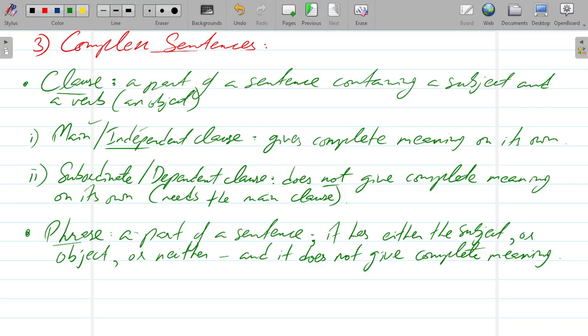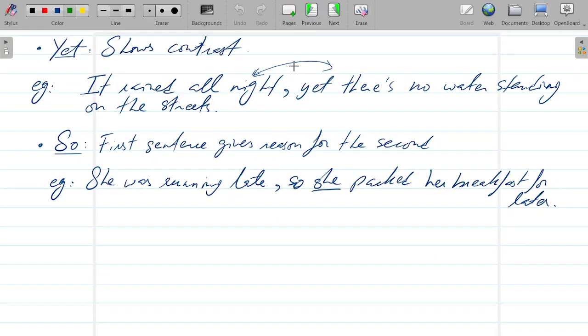Right, so an example of a phrase from any of these that we've done: "was running late." If I just pick up this part, this is a phrase. Or "breakfast for later," or I take any part of these sentences which are not giving complete meaning, that are missing the basic components, either one or both, right? And "gives reason." So I just take this part. This is a phrase.